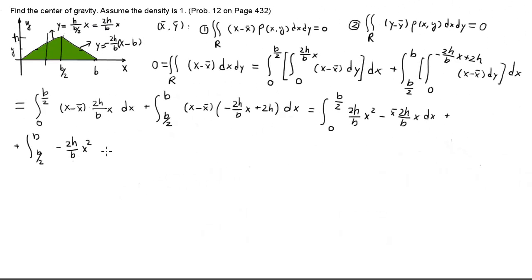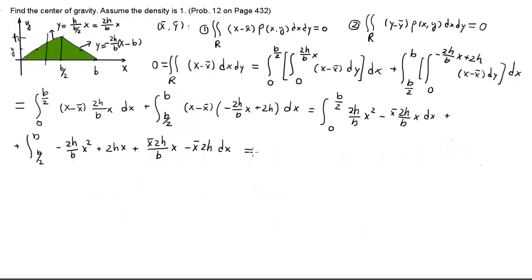And let's try to see what we have here. Then plus, if we multiply this one and the second one, we have 2h times x. And when you multiply these two out, we have plus x bar times 2h over b times x. These two terms can be combined, so we're going to do this later. And then the constant term is negative x bar times 2h, and dx. Now we are ready to integrate this out, so let's do this part first.